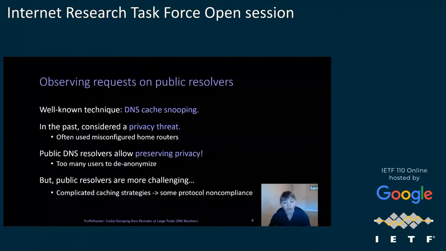Public DNS resolvers, on the other hand, allow you to preserve privacy. Because so many people use them, it's almost impossible to de-anonymize them. It's almost impossible to figure out, just based on the fact that a domain is in cache, who put it there. So that's great. We can use cache snooping as a measurement technique instead of a privacy threat on public resolvers. But public resolvers are also more challenging because they've got complicated caching strategies, and that's why they're of interest to the IETF, because this does lead to some protocol noncompliance.